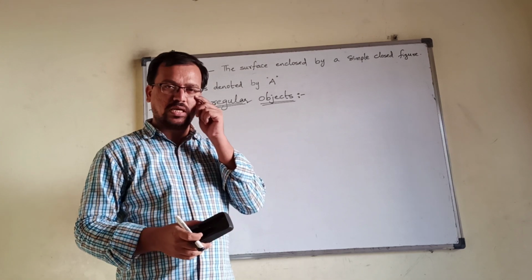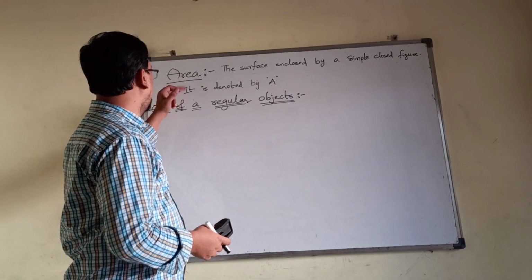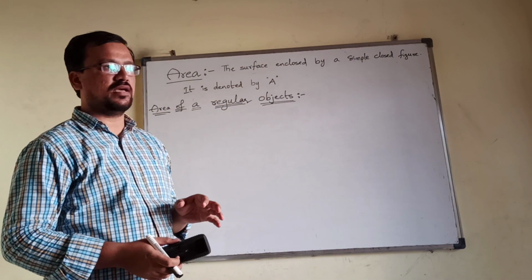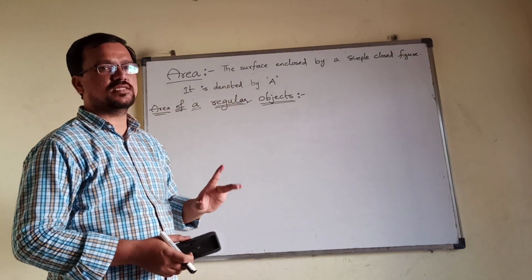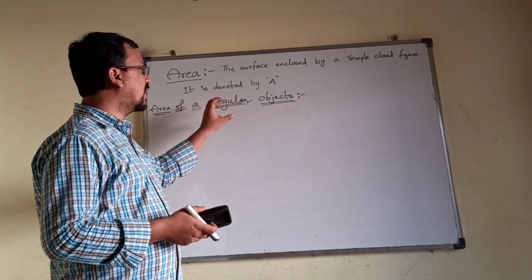Today we will discuss the area of regular objects. Once again, what is meant by area? Area, the surface enclosed by a simple closed figure, is called area, which is denoted by the English capital letter A. Area of regular objects.